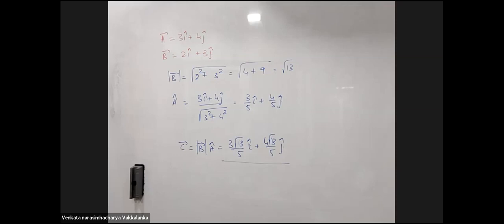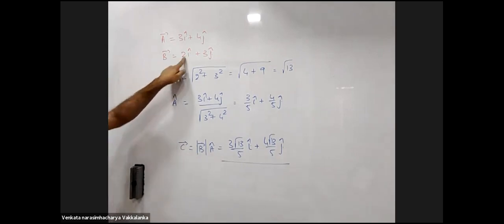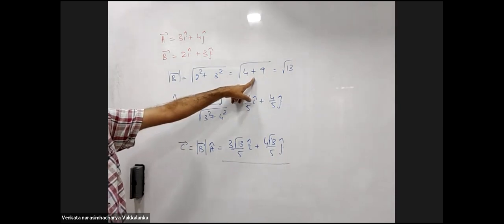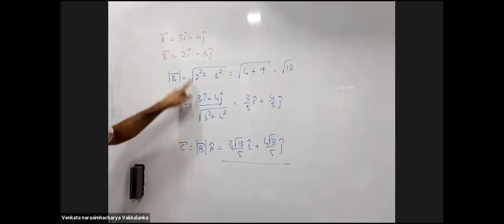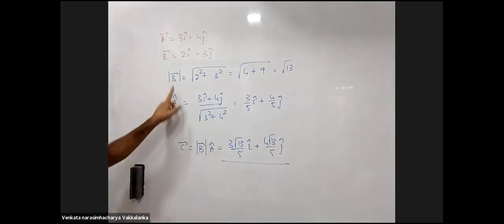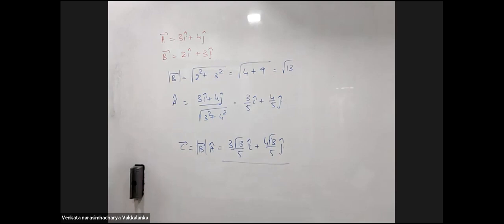Done, sir. Sir, can I explain this again? Magnitude of B is root over of this square plus this square, right? Yes. Direction of A will be vector A divided by its magnitude. Okay. Yes, sir. Magnitude of B, direction of A. Okay, yes, sir.